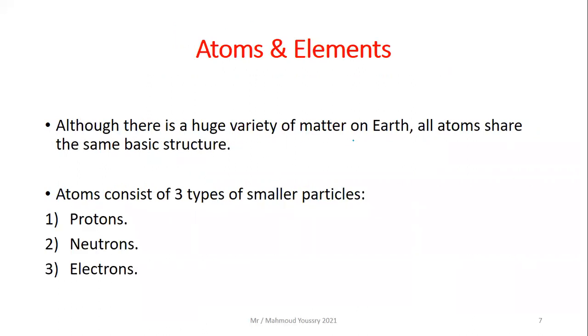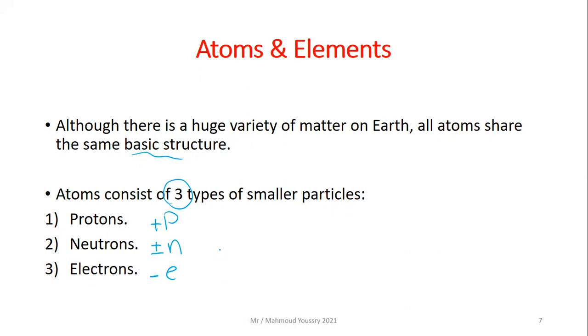Although there is a huge variety of matter on Earth, all atoms share the same basic structure. All atoms consist of three types of smaller particles. Protons, which are positive. The second type of particles are neutrons, which are neutral. And the electrons are negatively charged particles. So these are the three types of smaller particles which any atom on Earth consists of: positive protons, neutral neutrons, and negative electrons.